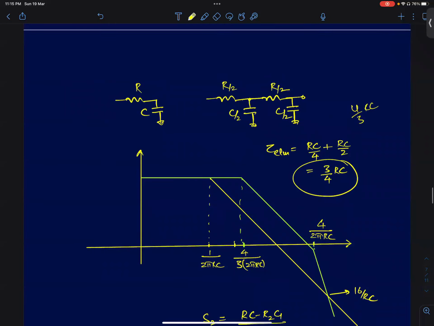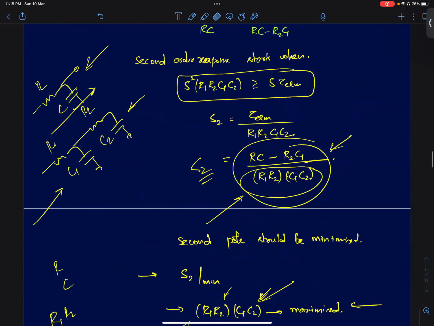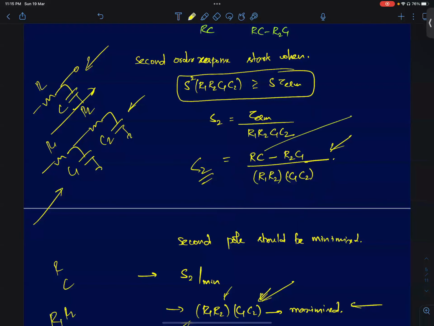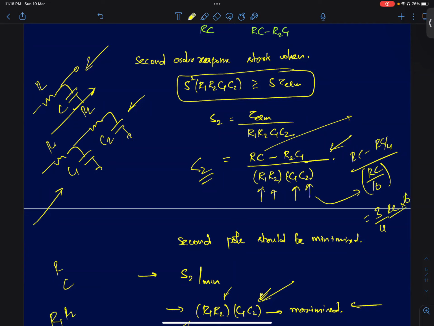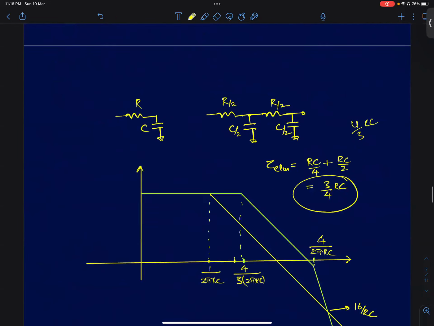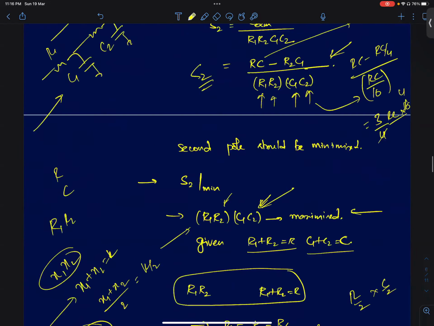The second pole occurs from this expression. You can take this expression and solve it. If you substitute, you get RC minus RC by 4, divided by RC by 16. I mean, substitute each one as R by 2, R by 2, C by 2 and C by 2. You get RC by 16. And so the second pole will be RC minus 3 by 4 RC into 16. So that's 12 RC. So 1 by 12 RC. 12 by RC, I'm sorry. That will be 12 by RC.